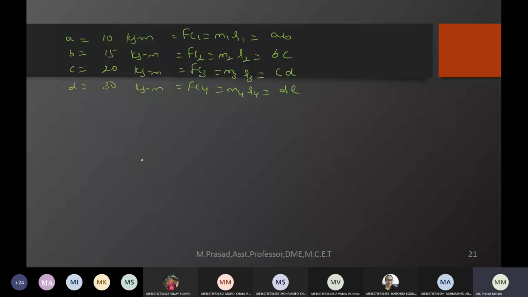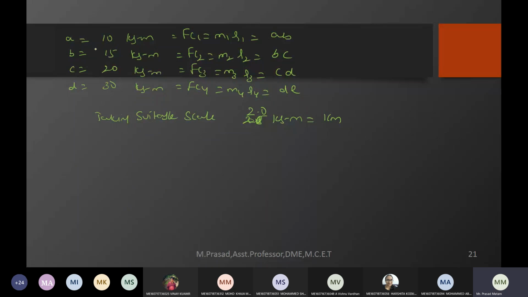But how can I draw a length in terms of meters only? I have to take a suitable scale. Suppose this 10 is a multiple of 5, so I can take 2.5 kg meter equals 1 centimeter. You can take 2 also, nothing is wrong, I'm just taking 2.5. Let us go with 2 only: 2 kg meter equals 1 centimeter.